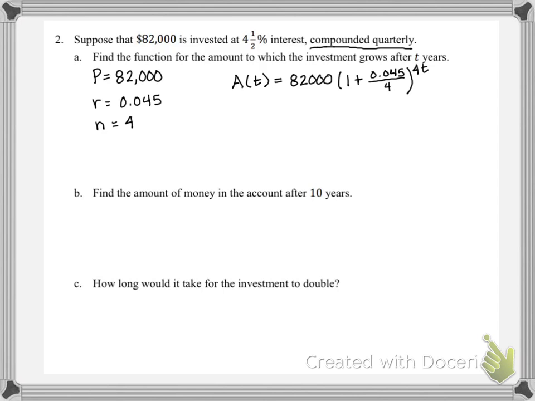So let's evaluate A of 10. Is everybody cool with where all the numbers went and why they went there? Cool. So 82,000 times 1 plus 0.045 over 4 to the 4 times 10. So just plug that in your calculator all at once. And this is where you might need parentheses around your exponent if you have the older calculator that doesn't jump up into superscript. So just to group that multiplication, 4 times 10, put this in parentheses.